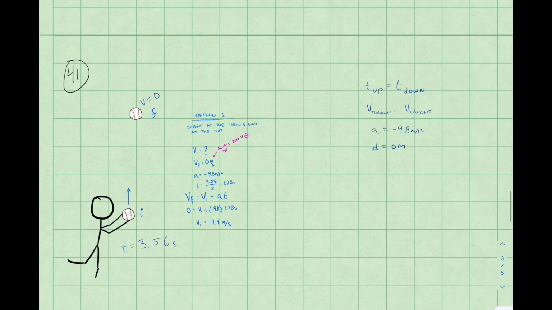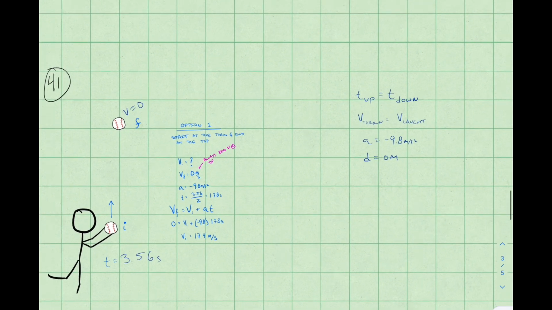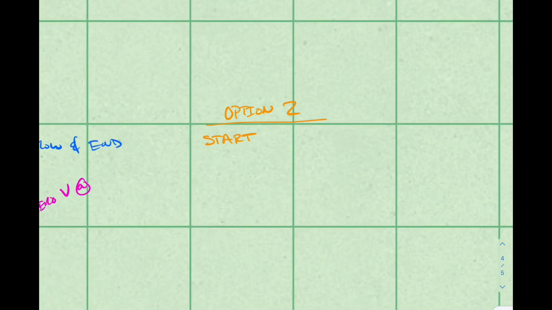It is only 0 at the highest point. It is not 0 anywhere else along the trip. All right, let's take a look at option 2.